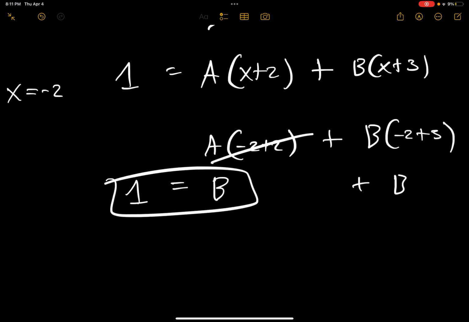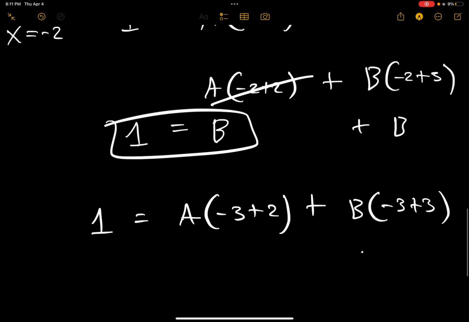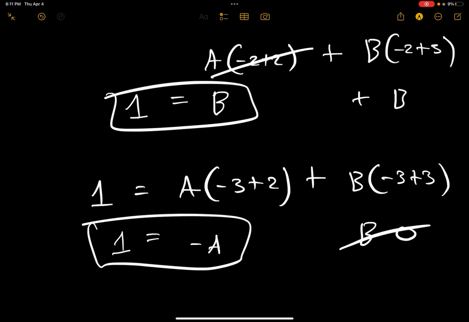Now we need to figure out a. So what can we do to cancel out b and find a? Well, if we put in minus 3, we'll cancel out b, and we still won't cancel out a. So we do 1 equals a times minus 3 plus 2, plus b times minus 3 plus 3. And we know that therefore b times 0 cancels out, and then we have minus a, because minus 3 plus 2 is minus 1. Minus 1 times a is minus a. And we equal that to the left side, which just leaves us with this.